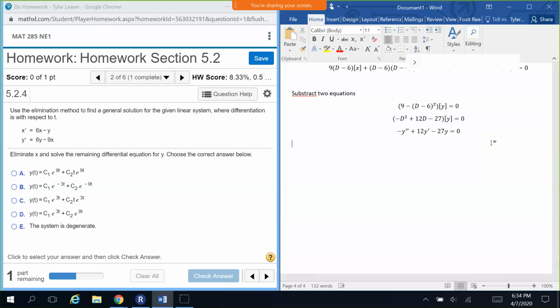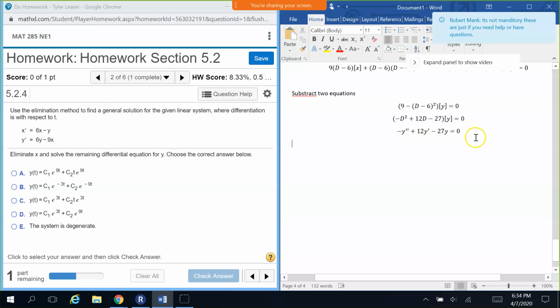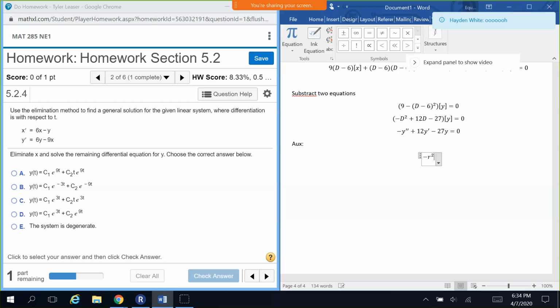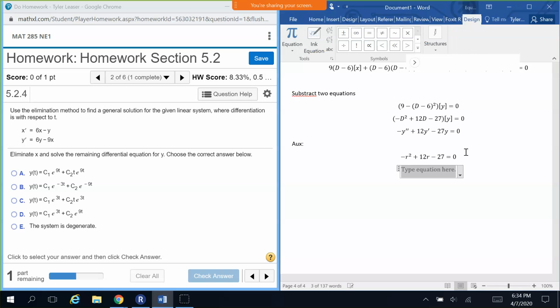And we've looked at doing this a lot. This is a homogeneous second-order differential equation. So to solve it, we're going to do auxiliary stuff. So we get negative r squared plus 12r minus 27 is equal to 0. I don't know if that can be factored. Probably if you multiply everything by a negative.